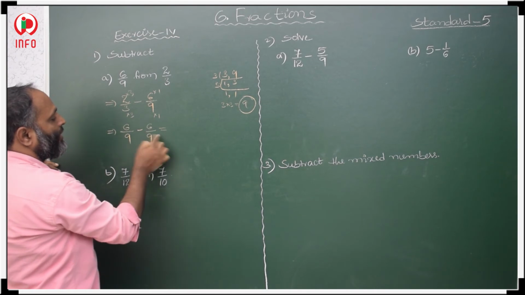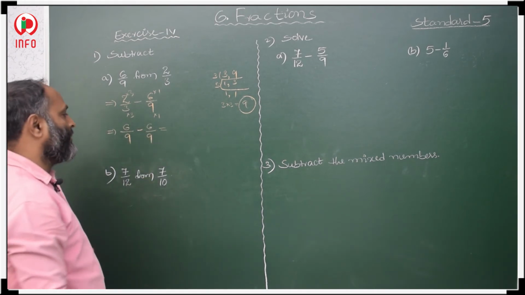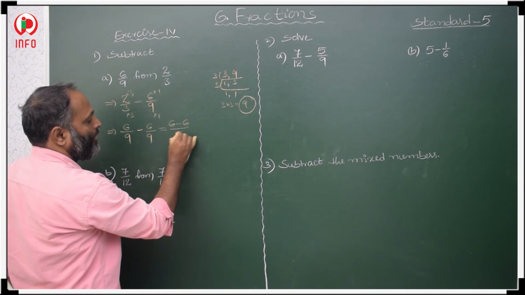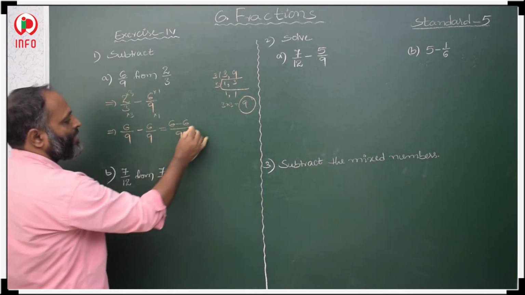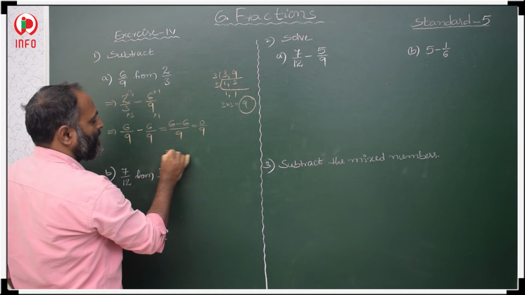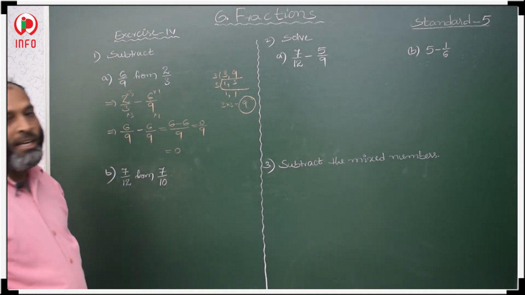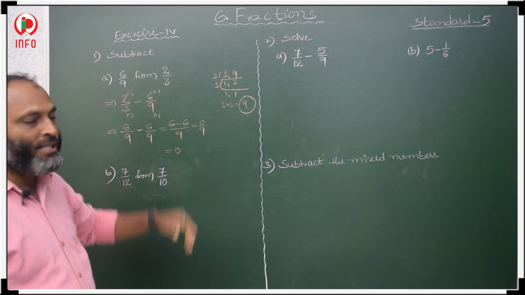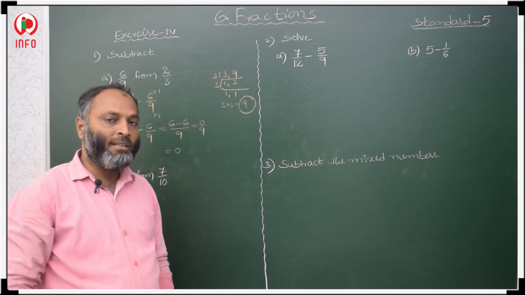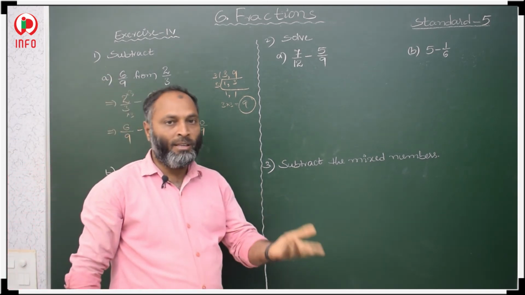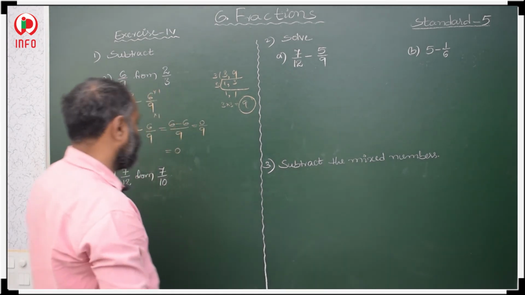Now these two are like fractions. Then what to do? Numerators, 6 minus 6 by the common denominator. 6 minus 6 is 0. 0 by 9 is 0. The answer is 0. Same fraction minus same fraction, the answer is 0. A fraction minus itself is always 0.